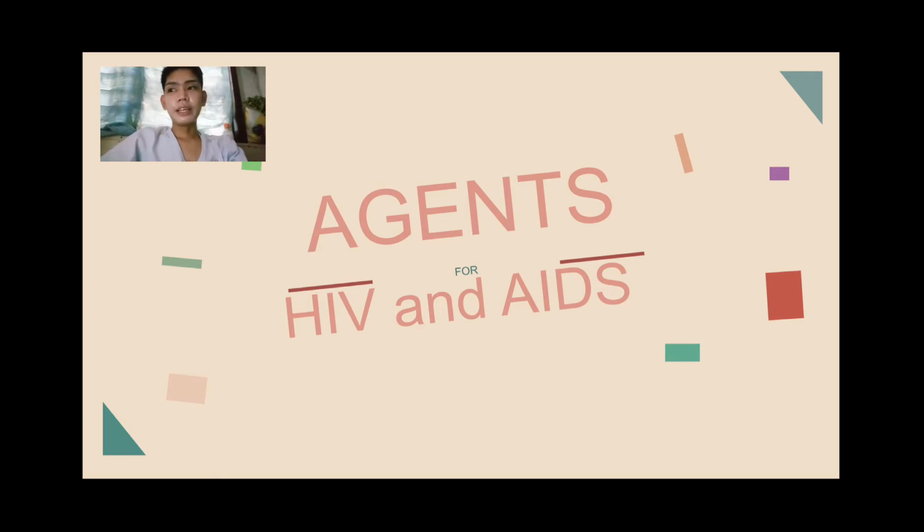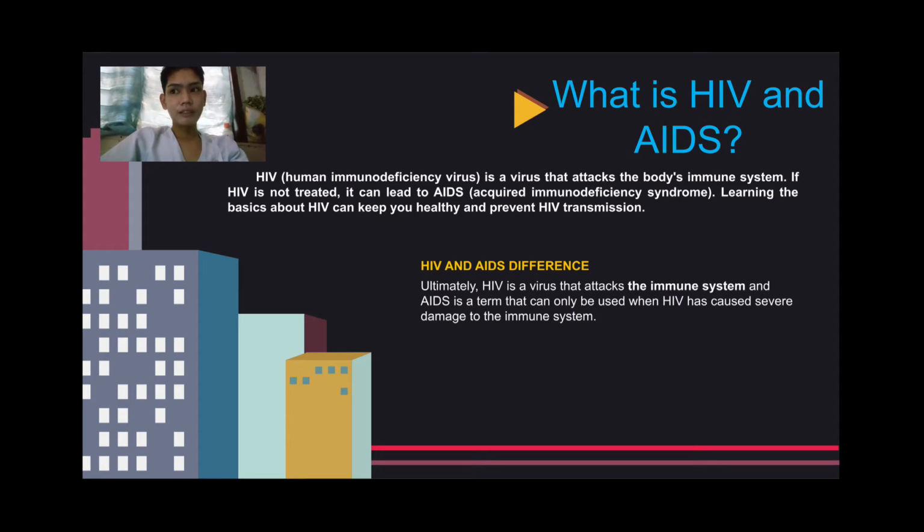Agents for HIV and AIDS. What is HIV and AIDS? HIV is the human immunodeficiency virus. It attacks the body's immune system, and if it is not treated, it can lead to AIDS, or acquired immunodeficiency syndrome. AIDS is a term that can only be used when HIV has caused severe damage to the immune system.